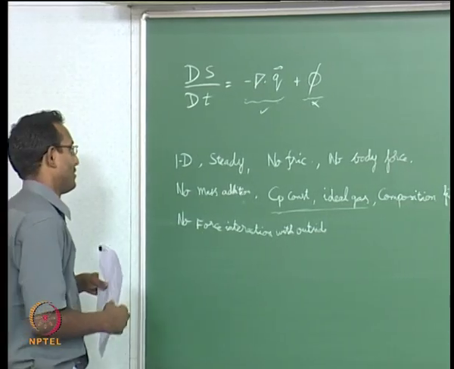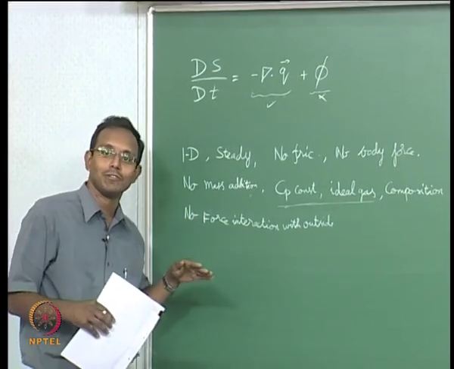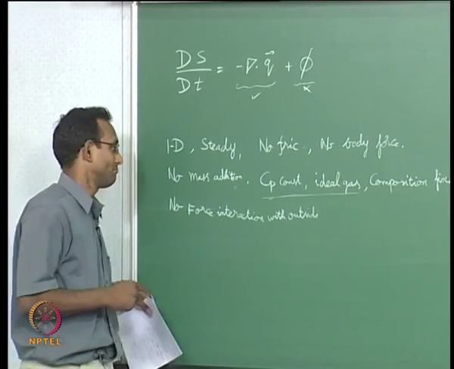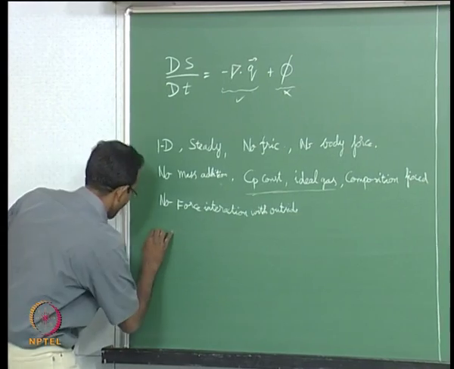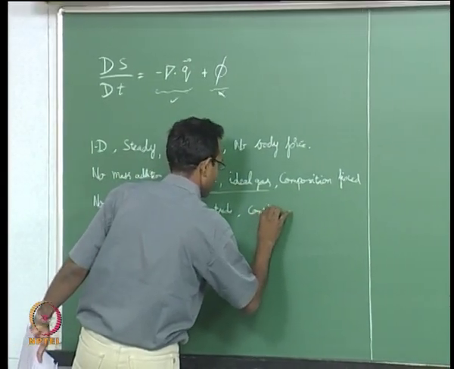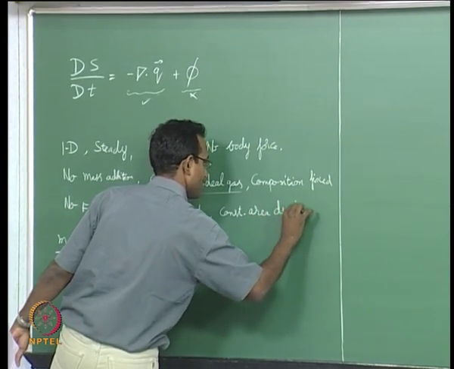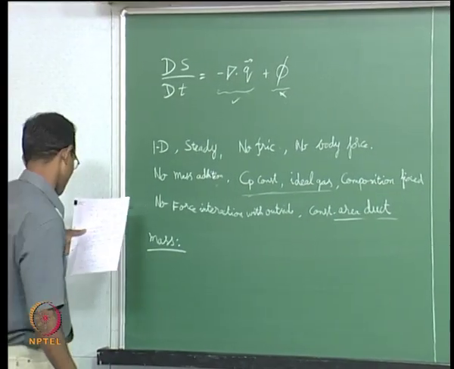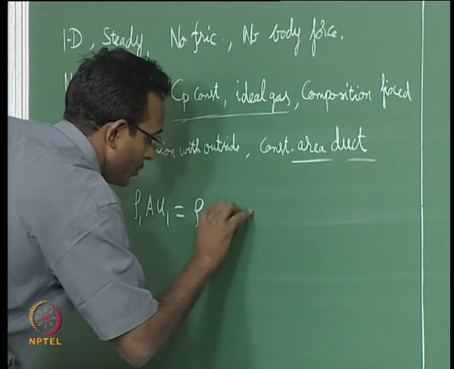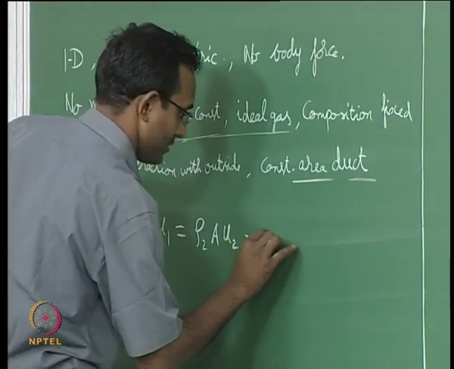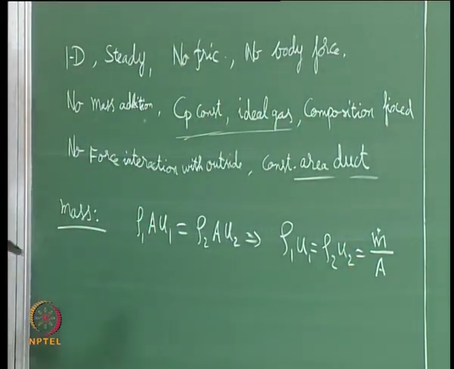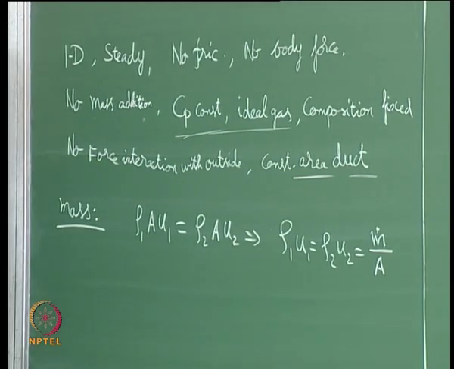So with all these assumptions, whatever we did as simplified 1D steady flow, whatever equations we used long back when we derived the very first time the equations of motion, they will be obeying most of these assumptions. So I can start using those equations here. I'm going to say mass conservation. I will have one more thing I want to add here, constant area duct. Okay. So I will have rho 1 A U1 equal to rho 2 A U2. So now I can rewrite this as rho 1 U1 equal to rho 2 U2 equal to m dot by A. This is the same as what we did for the earlier flow, not much of a difference. Oh, by the way, this particular flow is called a Rayleigh flow.